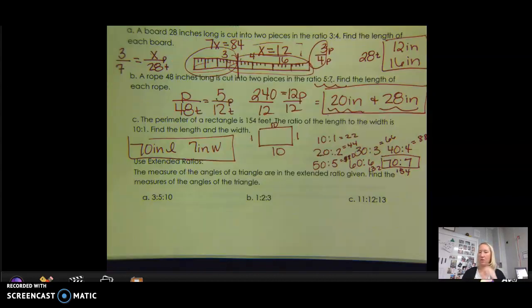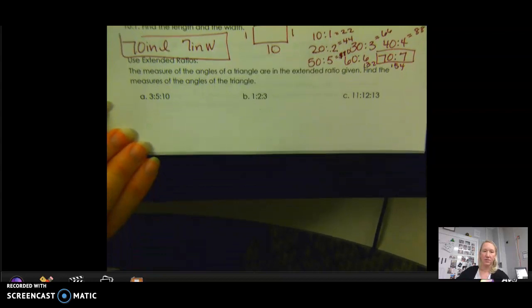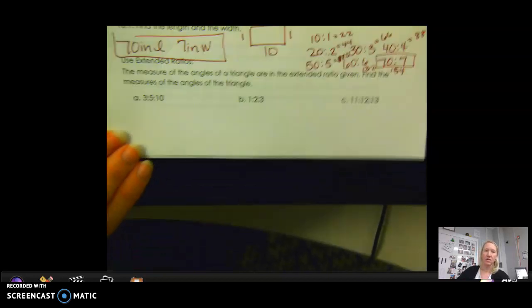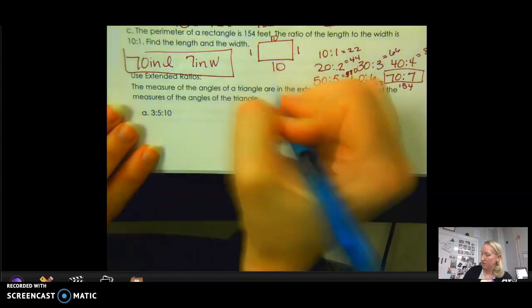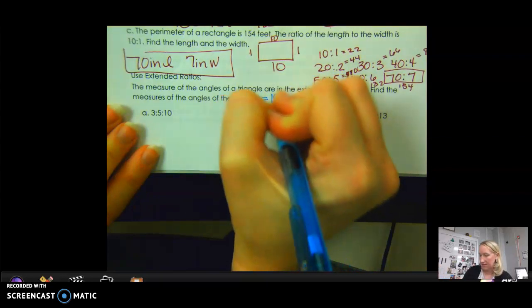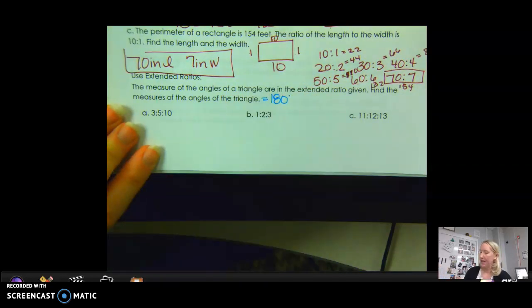Okay, we're going to do one more example on this sheet, and then you'll have another video for the rest of it. So, extended ratios. The measures of the angles of a triangle are in an extended ratio. Find the measures of the angles of the triangle. So we're talking about a triangle. A triangle has 180 degrees total, right?